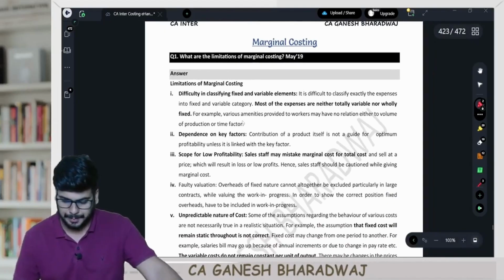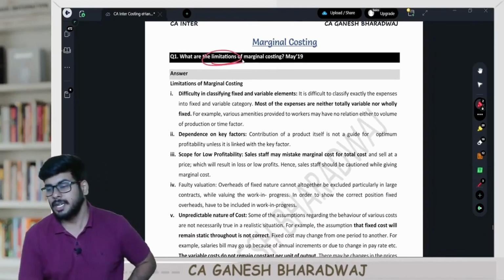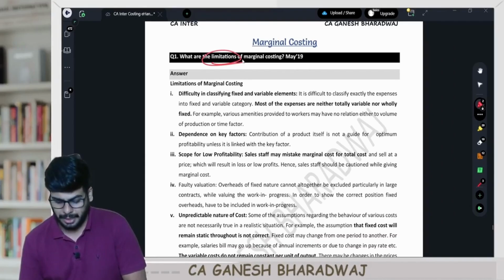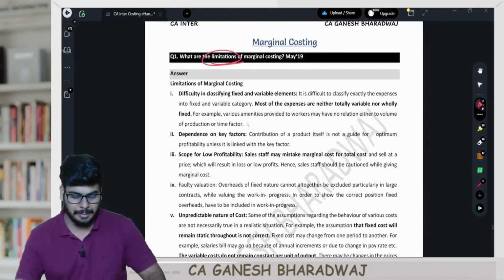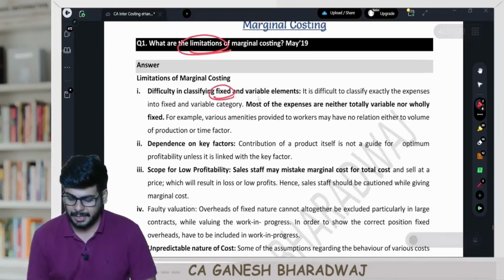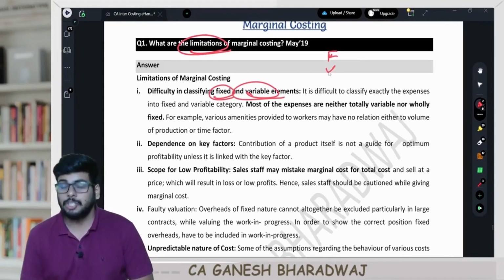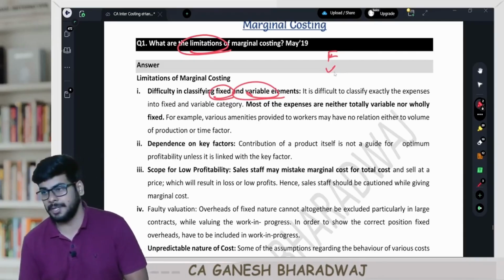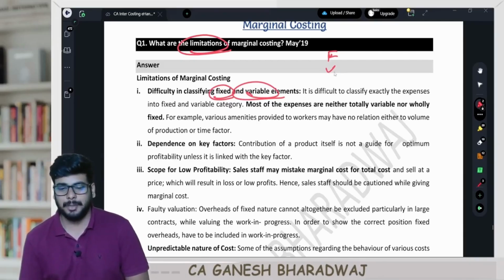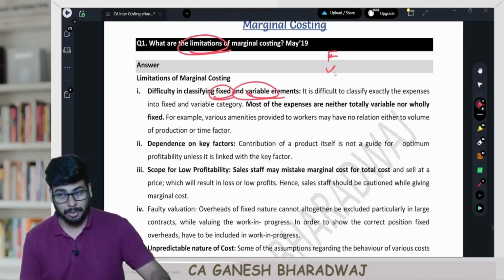Okay, guys, first, what are the limitations of marginal costing? Yes, we saw the greener side of marginal costing, but in practicalities, there are some limitations. Difficulty in classifying the fixed and variable elements. In your exam, they will give you how much is fixed, how much is variable. In real life, to calculate which component is fixed and which is variable, it's very difficult. For example, whatever expenses you spend every day, take a note of it and try to classify it as fixed and variable. You will notice how difficult it is.